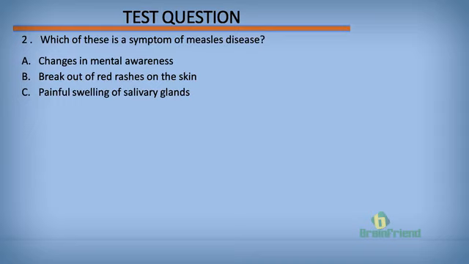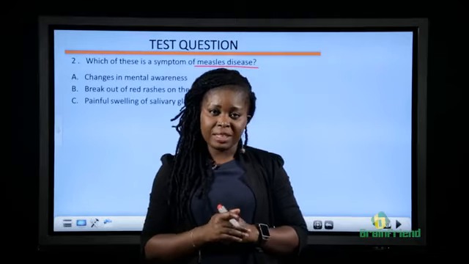Another question. Which of these is a symptom of measles disease? A. Changes in mental awareness. B. Breakout of red rashes on the skin. C. Painful swelling of salivary glands. The correct answer is B. One of the symptoms of measles that we saw in this lesson is the breakout of red rashes on the skin.